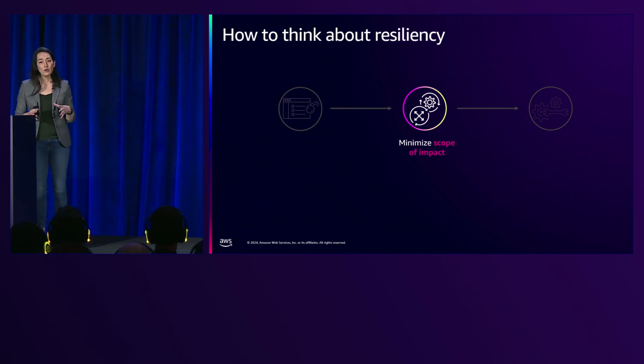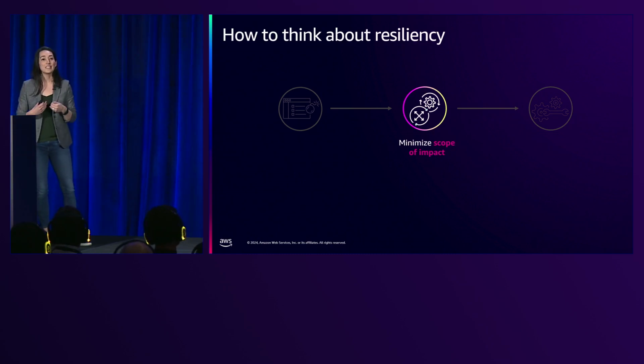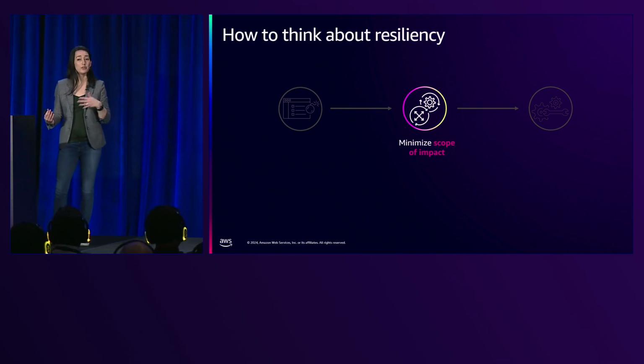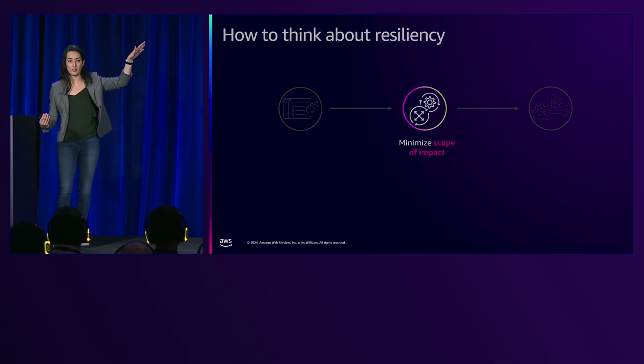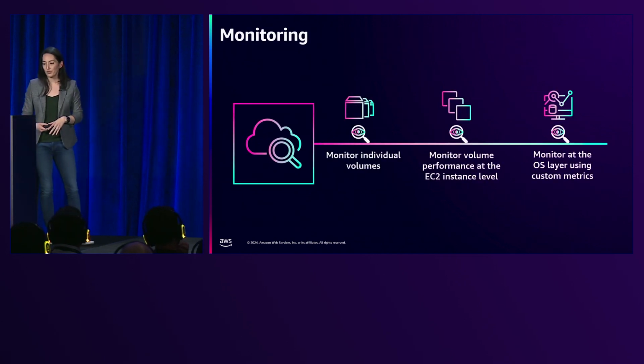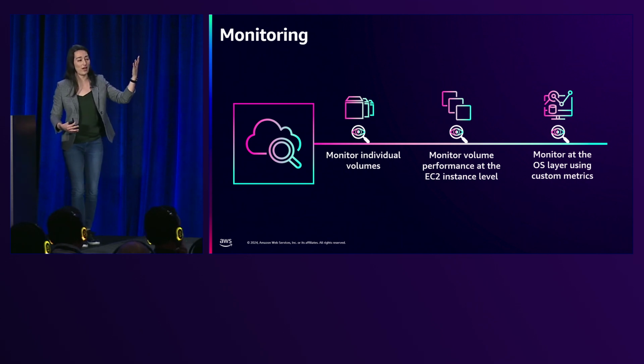But another way to minimize the scope of impact is to make sure you're monitoring volumes. You want to make sure that you can take action as quickly as possible when you do see a failure. I've heard from a lot of customers that a lot of the times, the longest part of it is root causing what's going on when they see application performance issues. And so when we think about monitoring, there's actually 3 different levels that you should monitor at.